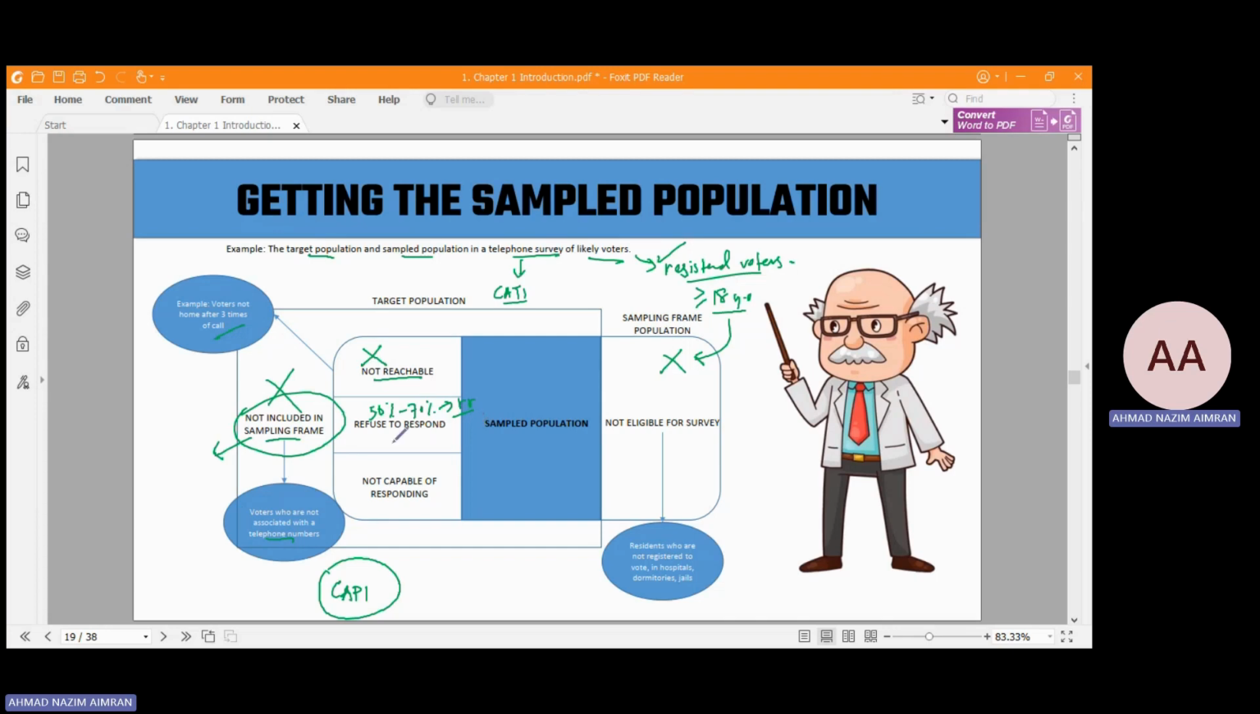So many of the randomly selected respondents refuse to respond, and ethically we cannot force them to become part of our study. So again, they will not become the sample population, and some of them may also not be able to respond to our survey, maybe due to their health condition, or other reasons. So only this sample population will become the respondents of our survey.